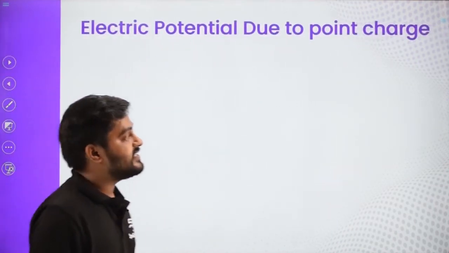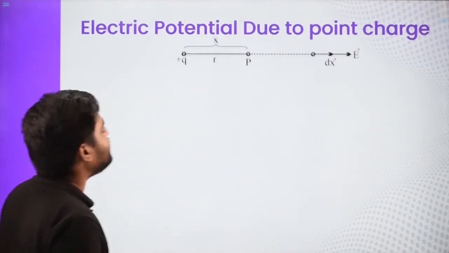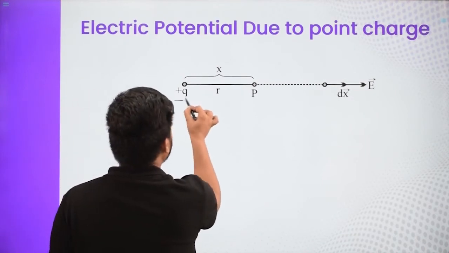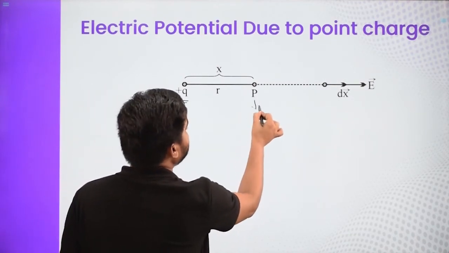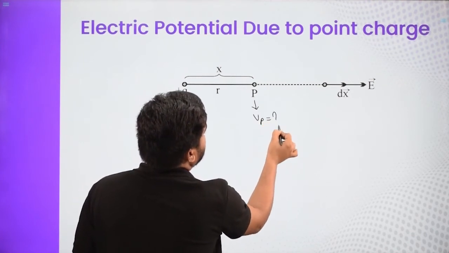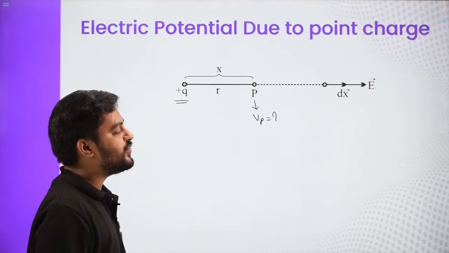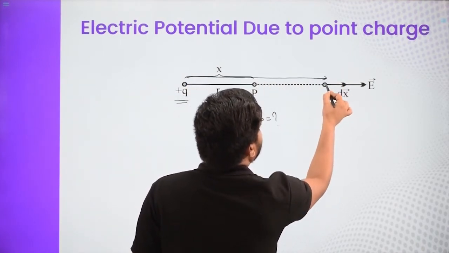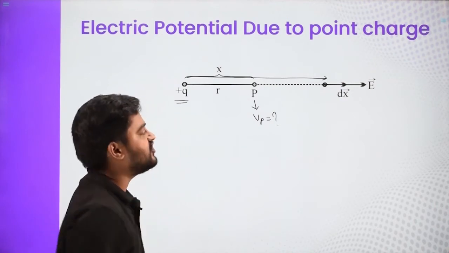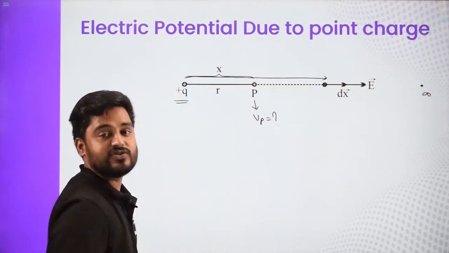Now let us discuss electric potential due to a point charge. So we have a point charge over here, plus Q, and now we have to find the potential at this point P, which is situated at distance r. I am going to take a distance x, and now I am moving a charge from infinity to this particular point P. So how will I define it?